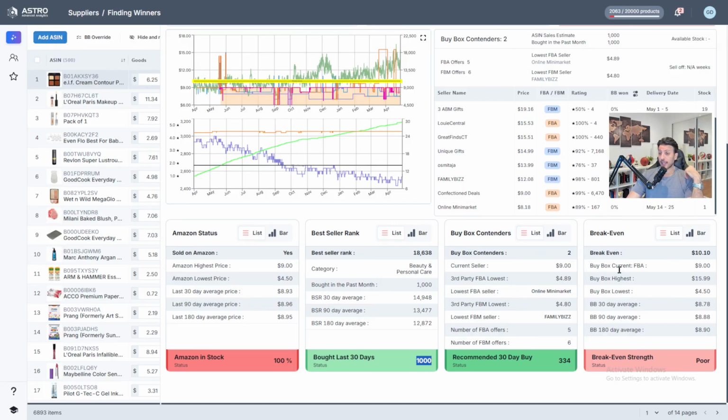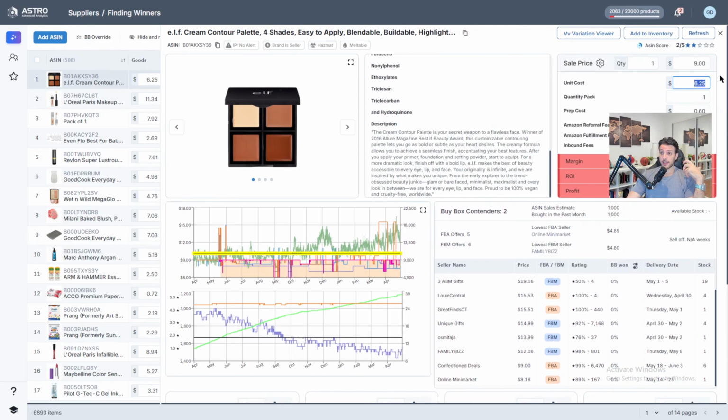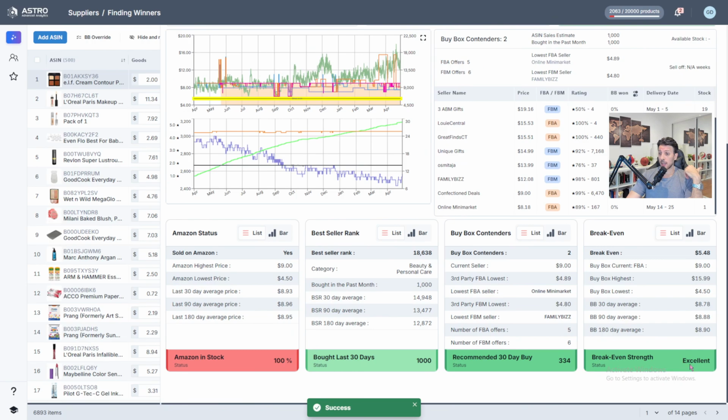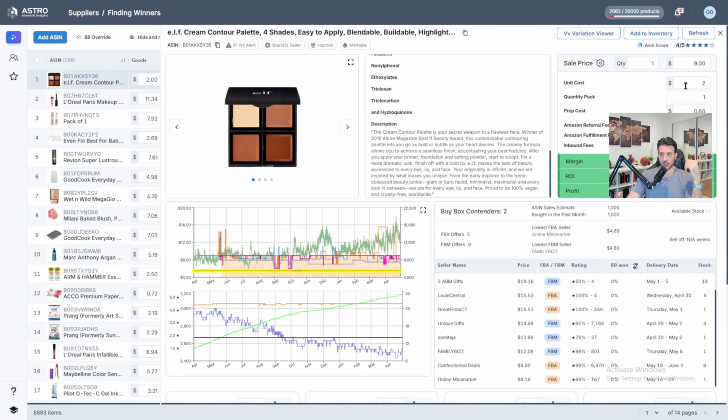Basically, the fact that it's poor means that historically it's never been profitable. If we were to drop the price, it probably was historically very profitable. If we went back down to $2, if we find a supplier that actually gets it to us for $2, the score becomes excellent. And you can see that the price has always been above the break-even strength score at $2. But of course, that's not a realistic price because we don't get it for $2. We get it for $6.25.